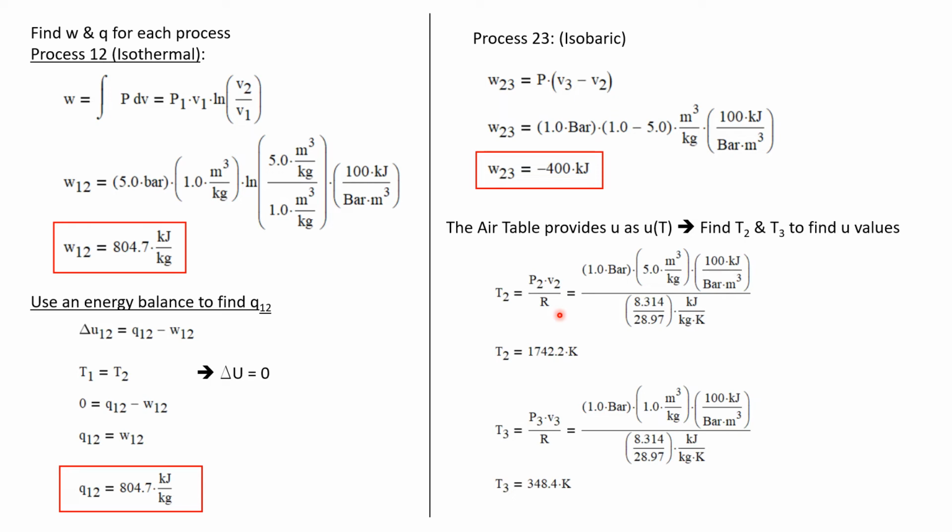So at state 2, we have a pressure of 1 bar, a specific volume of 5 cubic meters per kilogram. I have an energy unit conversion term here, divided by the gas constant, which is the universal gas constant divided by the molecular weight. And I calculate that T2 is 1742.2 degrees Kelvin. We'll do exactly the same thing for state 3, and we calculate that T3 is 348.4 degrees Kelvin.